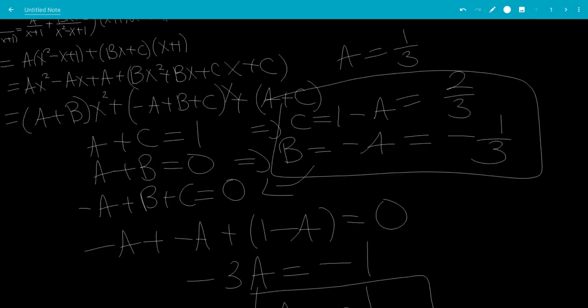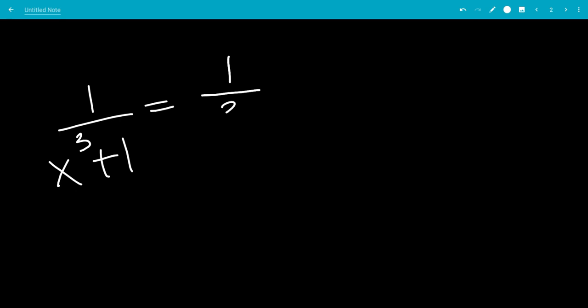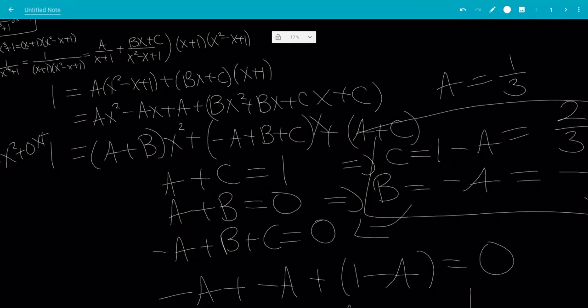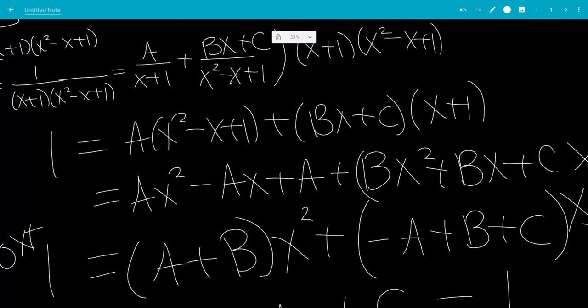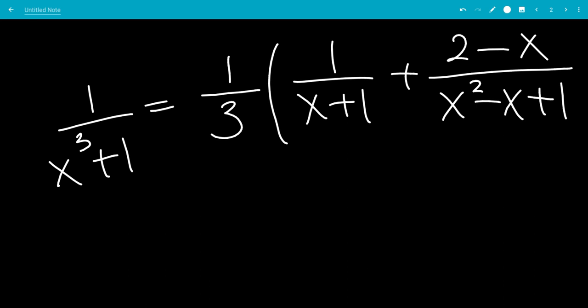So 1 over x cubed plus 1 can be written without the integral as, okay, A is 1/3, so we're going to factor out a 1/3, leaving just 1 over x plus 1. And then B, what is B? B is minus 1/3, so we're going to write plus minus 1/3, which will be B, so that's minus x. And then C is 2/3, so we're going to write that as 2, and it's all divided by 3, so it's fine. All over x squared minus x plus 1.